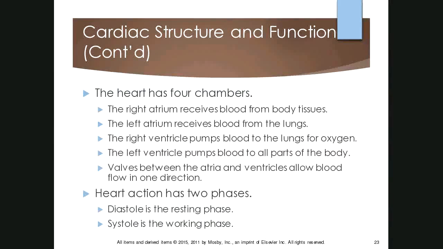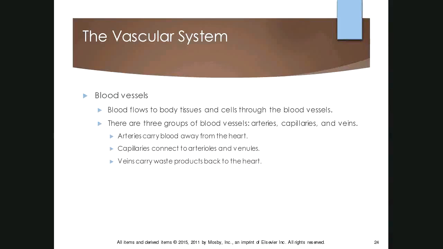Basically, the heart has two phases: diastole and systole. Diastole is the resting phase, and systole is the working phase. Now, the one thing, and this is where we get blood pressure, from the diastole and the systole. The systole is always the top number, the diastole is always the bottom number. So let's go into the vascular system.